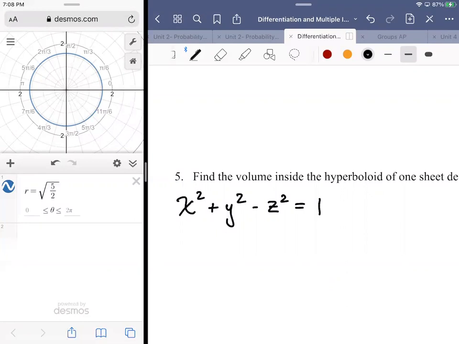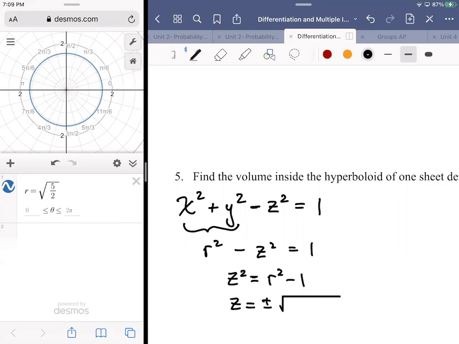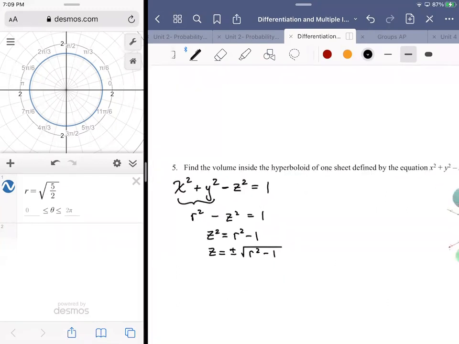In terms of a polar form, it's easy enough. This is r squared minus z squared is equal to 1. If I clean this up a little bit, I get z squared is equal to r squared minus 1. And then square root both sides. Z is going to be equal to plus or minus the square root of r squared minus 1. So we got that part. That's all well and good.